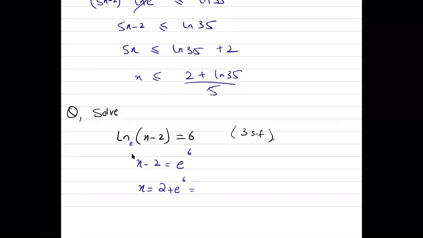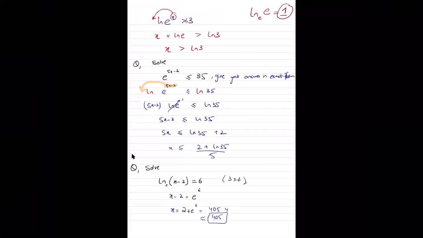405.4. So in three significant figures, it is going to be 405. All right. Okay. Yeah. ln of 2x plus 1 is equal to minus 2. I want you to give me the answer in exact form, not the decimal form.